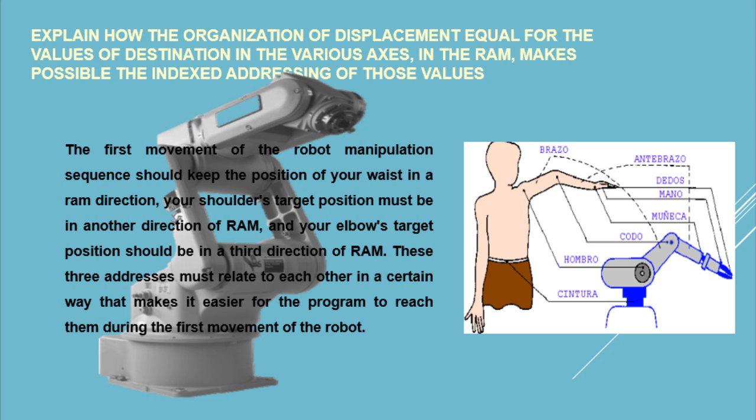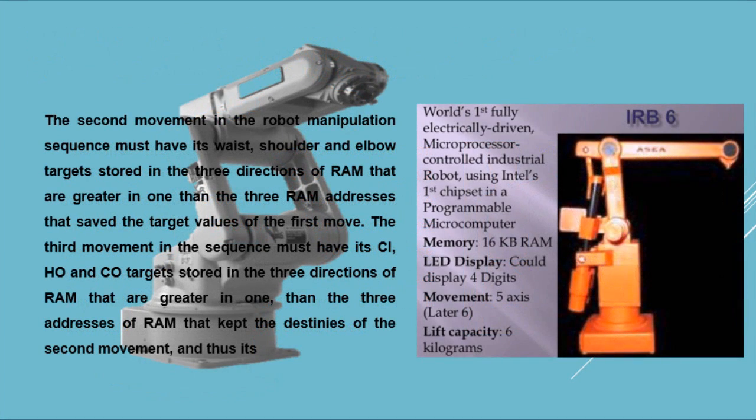The first movement of the robot's manipulation sequence should keep the position, or you will be wasting effort in the wrong direction. Your shoulder target position must be in another direction of the arm aim, and your elbow target position should be in another direction of the arm aim. These drive addresses must relate to each other in a certain way. It is the program to reach the target during the first move of the robot.